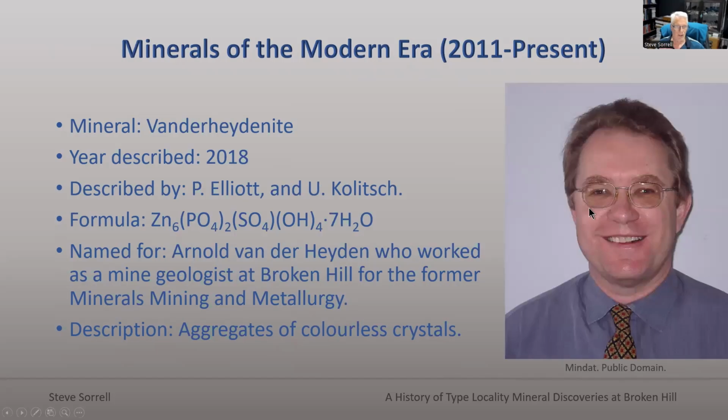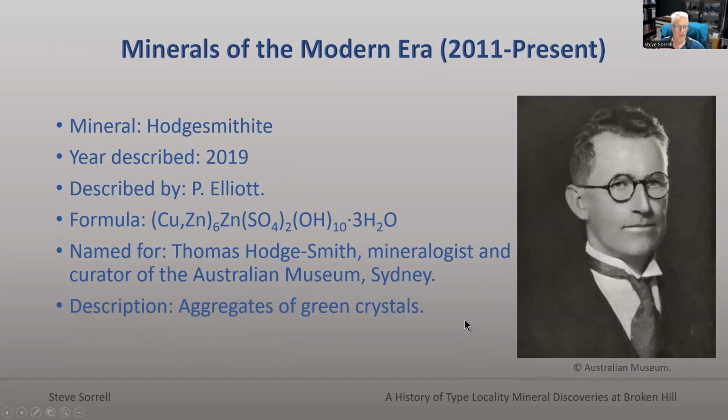And Arnold van der Heyden, that I mentioned before, finally got his name attached to a mineral as well, van der Heydenite. Peter Elliott involved with that one. Again, one with phosphates and sulfate ions in there. Arnold was a very key person in helping put Broken Hill minerals on the map, smaller Broken Hill minerals in particular. And again, the description, aggregates of colourless crystals. Okay, who knows?